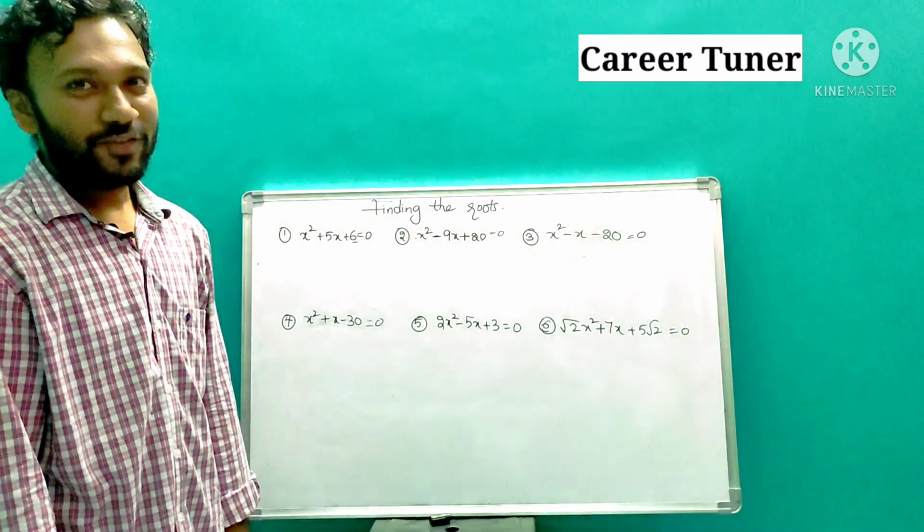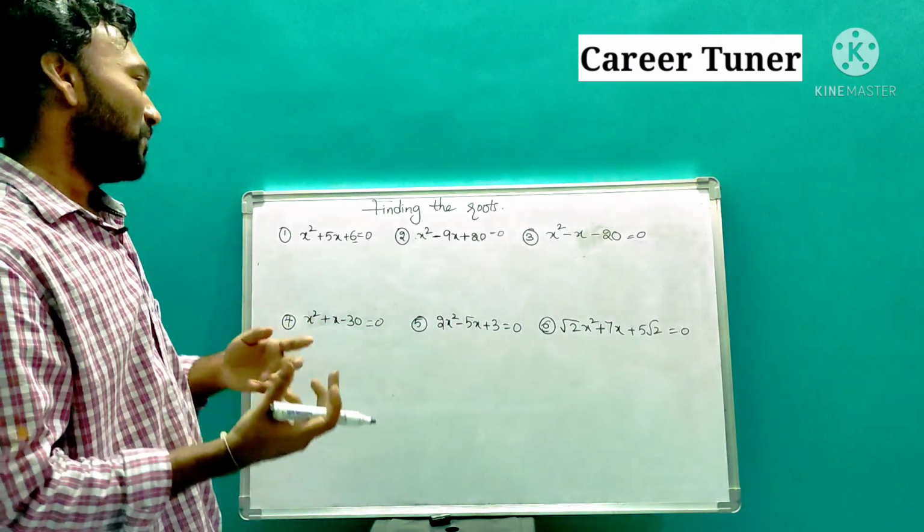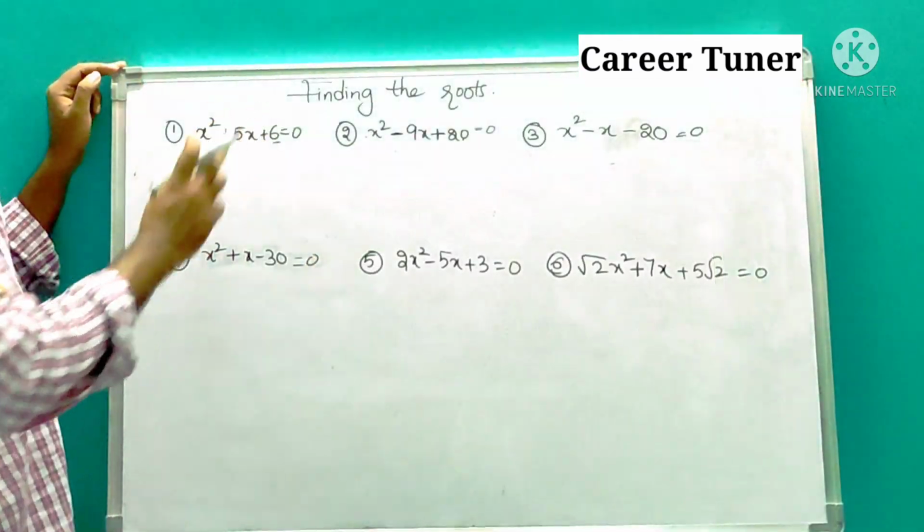Now here in this session we are going to find the square roots in a very easy manner and in a tricky way. Now let us see. So here is our first question, x square plus 5x plus 6 is equal to 0.